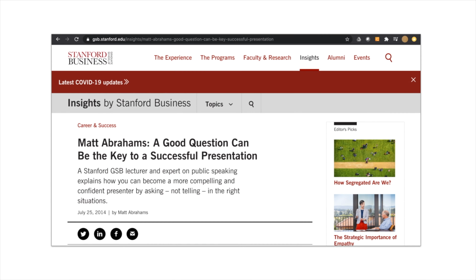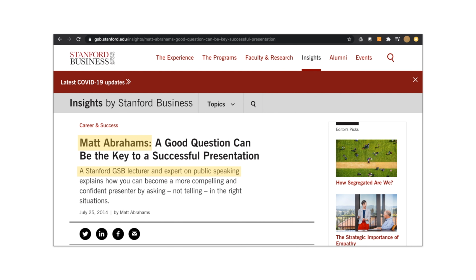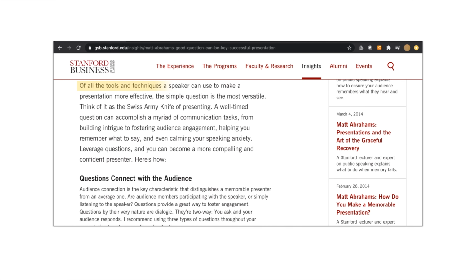Don't be afraid to ask your audience questions, even if they're above you in the organizational chart. Ask them questions. Matt Abrahams, a communication expert and professor at Stanford University, says, of all the tools and techniques a speaker can use to make a presentation more effective, the simple question is the most versatile. Think of it as the Swiss Army knife of presenting. A well-timed question can accomplish a myriad of communication tasks, from building intrigue to fostering audience engagement.